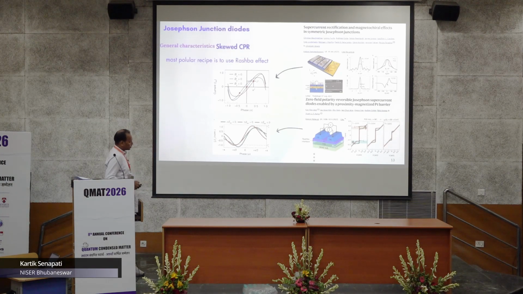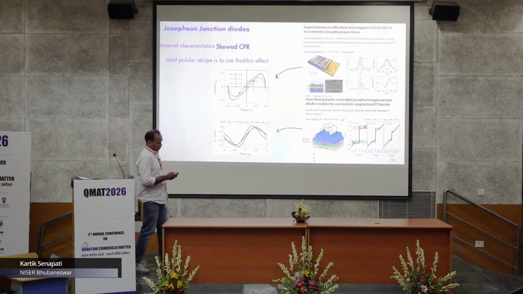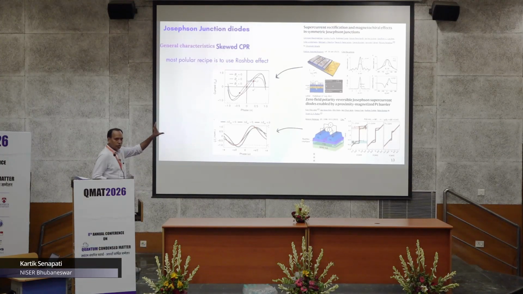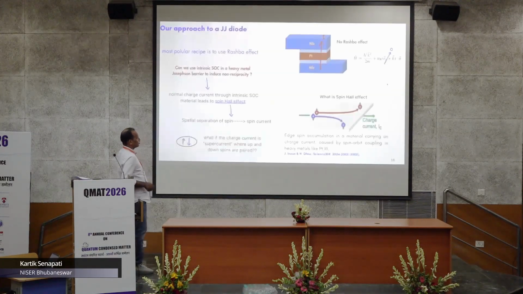Then Stuart Parkin's group also used niobium with Pt, but they magnetized the Pt using a yttrium iron garnet film, so that they did not require an external magnetic field. They magnetized this using a magnetic field, and after that they got this diode effect. So the bottom line is that for a junction to get a non-reciprocal response, you need to distort the current phase relation somehow.